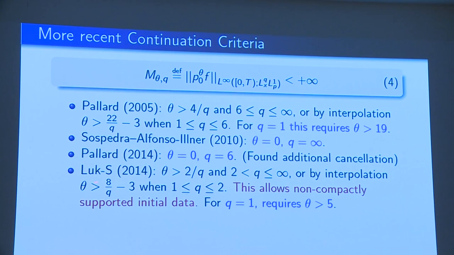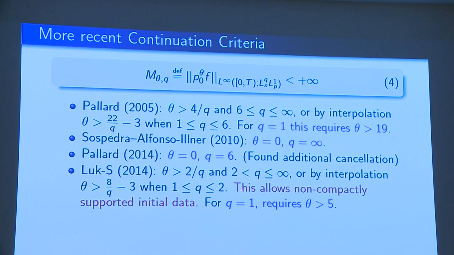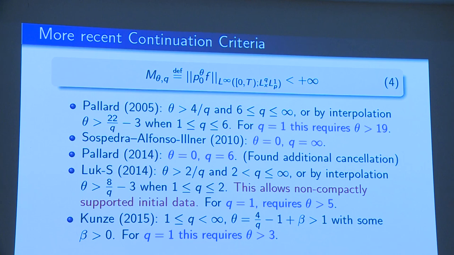So we finished this paper in 2014, and with non-compact support, you can get theta greater than 2 over Q and Q between 2 and infinity, and by interpolation, this would give you Q equal 1, theta equals 5, so this knocks you down a lot. There was another paper after that by Kunze, who's in Germany, and he comes.